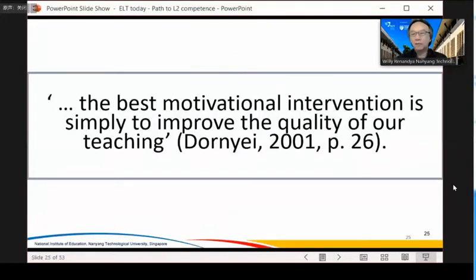I will leave you with this. Again, a quote from Dörnyei: the best motivational intervention is simply to improve the quality of our teaching. So it's more of a teaching problem or teacher problem than a student problem.